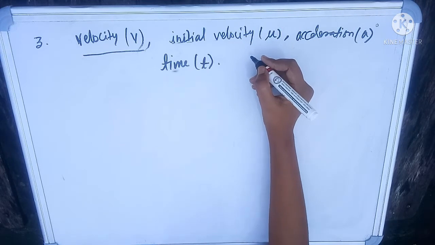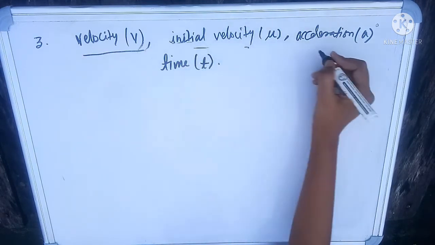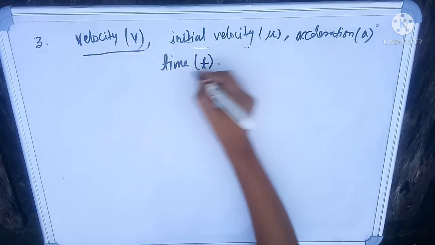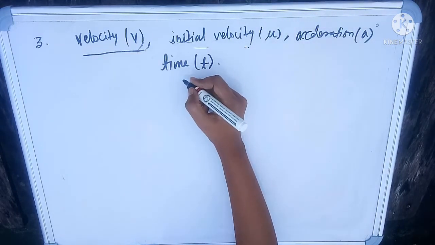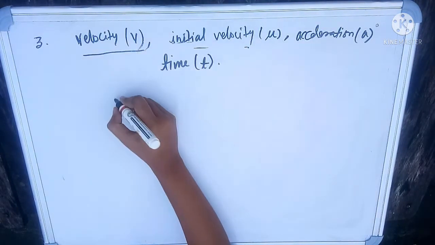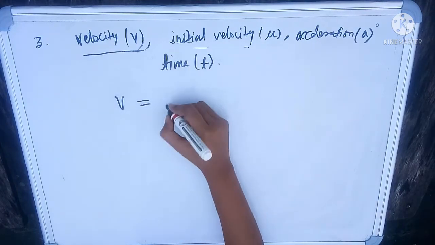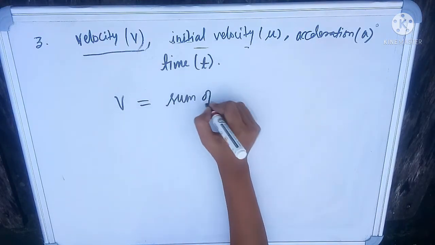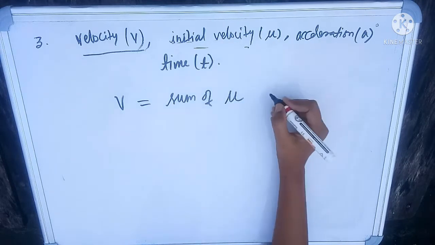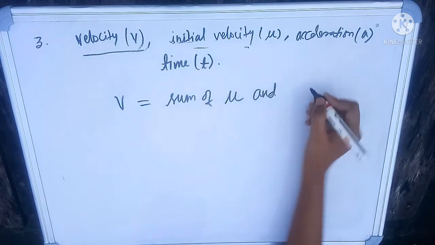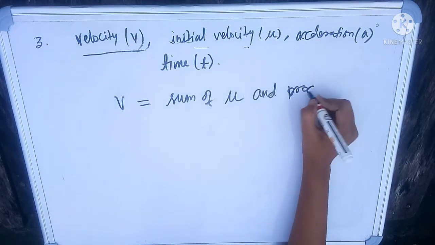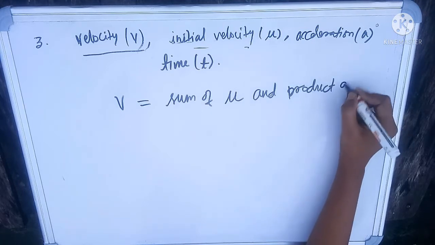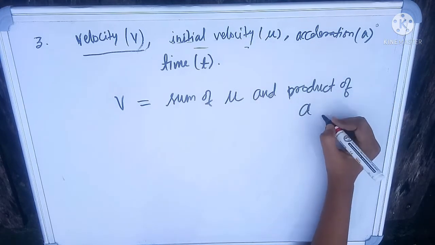Now it says that the velocity equals the sum of the initial velocity and the product of acceleration and time. So we can write v equals the sum of initial velocity u and the product of acceleration and time.